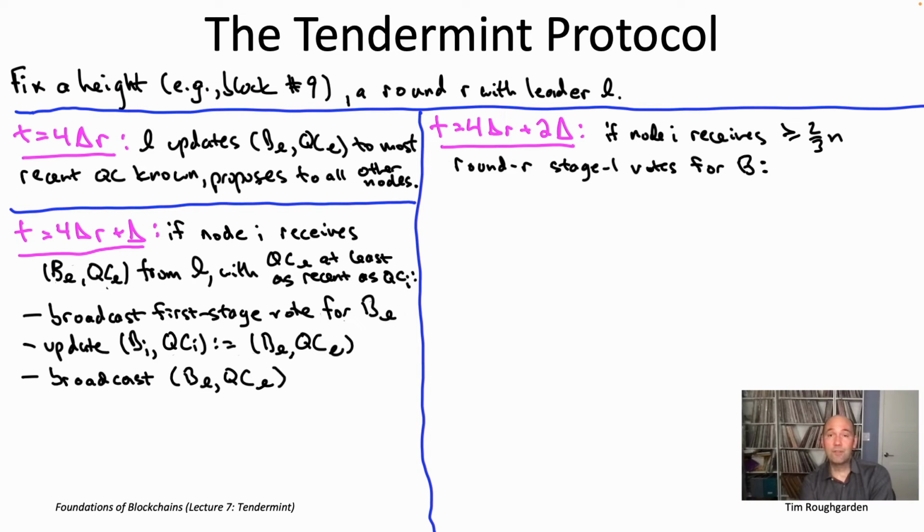Now notice that if a node I in fact witnesses a supermajority, all supporting the same block capital B from the previous stage, that actually constitutes a quorum certificate supporting this block B.